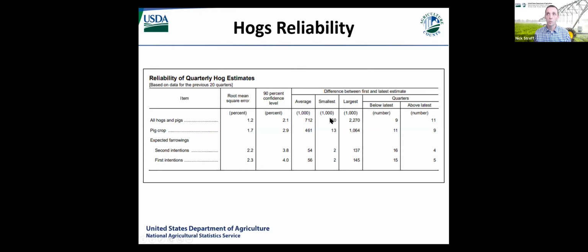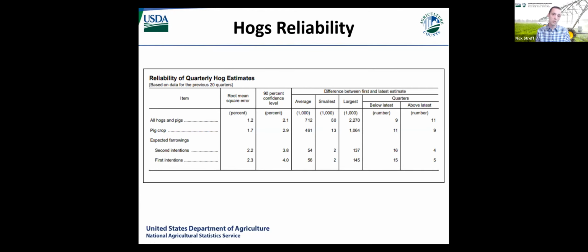Our smallest revision was 60,000, and our largest revision, I didn't look up the quarter of this, was 2.2 million. So even that largest revision is roughly a 3% correction in the number of hogs, or that 2.2 million is basically a week of slaughter. So while we always want to do our best and have the smallest revisions possible, even our largest revision was around 3% or less.